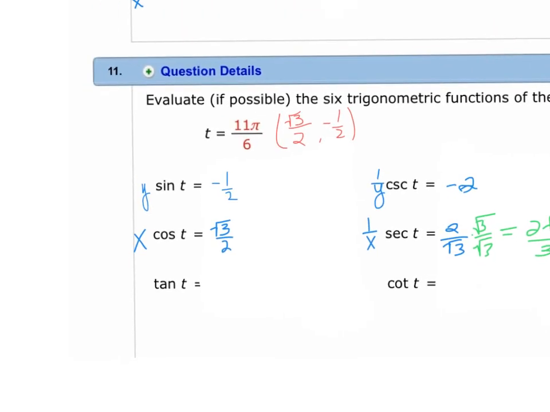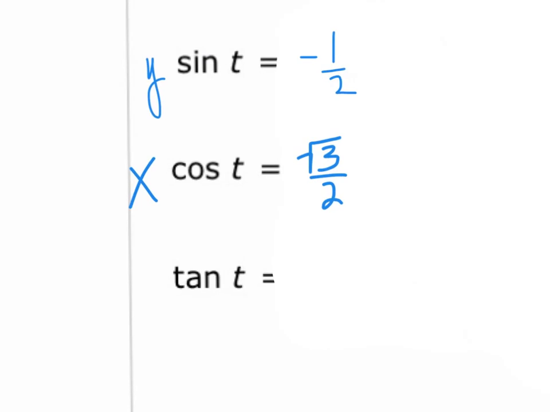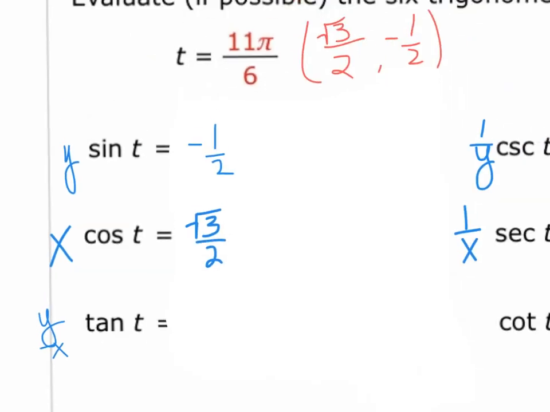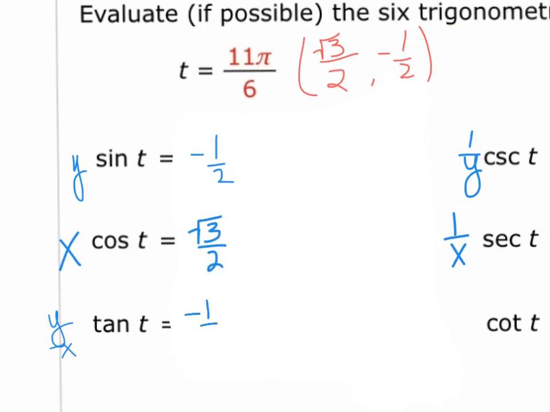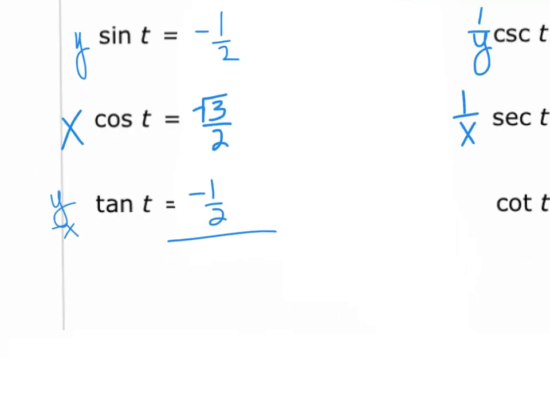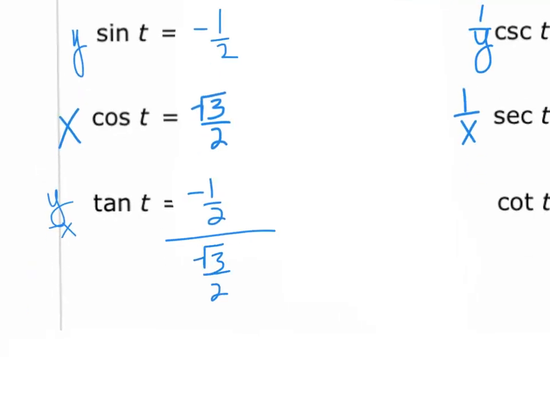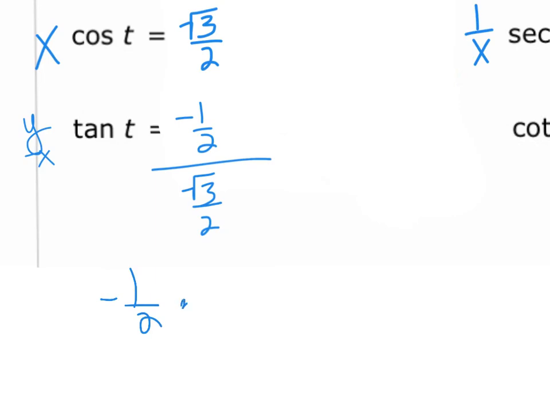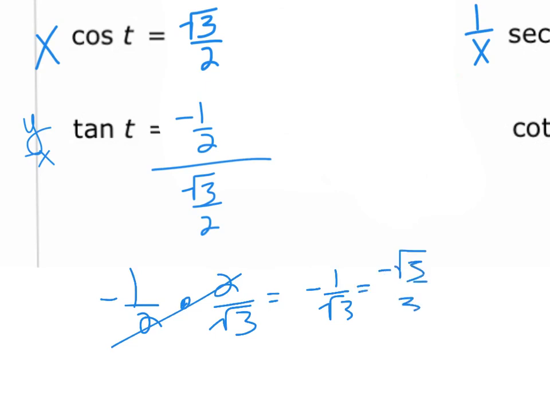And then here, my tangent is what over what? Y over x. Good, y over x. So my tangent is negative 1/2 divided by root 3 over 2, correct? So negative 1/2 times 2 over root 3. I get negative 1 over root 3, which is what? Negative root 3 over 3. Good.